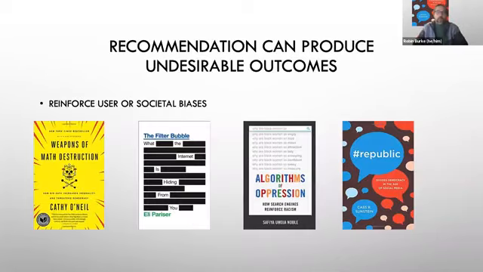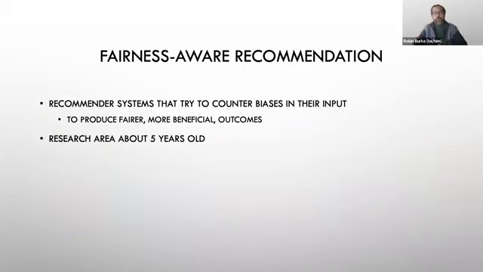We also know that recommendation can produce other kinds of undesirable outcomes, reinforcing users' biases, reinforcing general societal biases that are found in data. And there have been a number of recent scholars that have written about these kinds of effects, and they're things that we want to avoid. And so the question is, how can we design better recommender systems, try to counter some of these problems as we understand them?